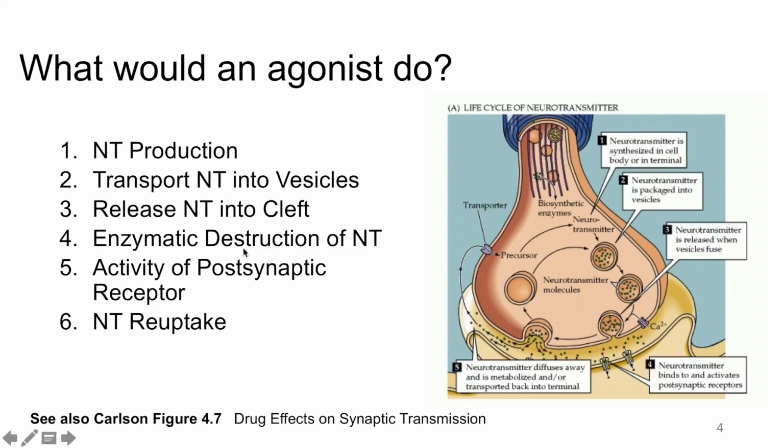Enzymes would destroy neurotransmitter, preventing it from binding to postsynaptic receptors. So an agonist would decrease enzymatic destruction to make more neurotransmitter available to communicate with the postsynaptic cell. An agonist might mimic the effect of a neurotransmitter on a postsynaptic receptor by binding to that receptor and activating it. Another way of eliminating neurotransmitter is through reuptake into the presynaptic cell. An agonist might prevent neurotransmitter reuptake, again making more neurotransmitter available in the synaptic cleft to communicate with the postsynaptic cell.